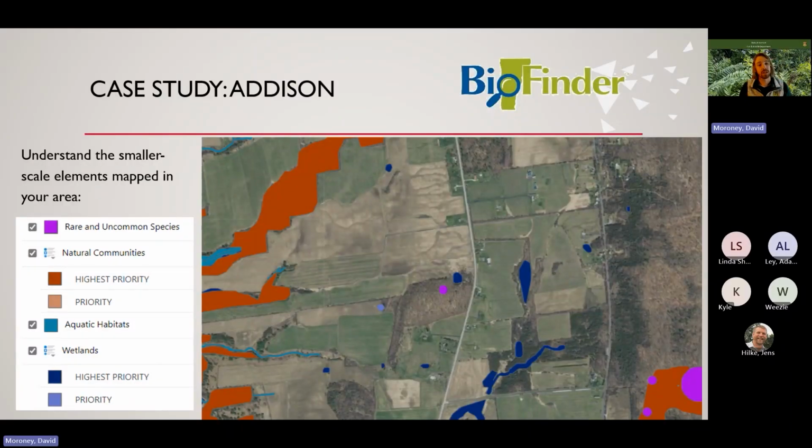And especially in a town where the context like Addison is fragmentary, agricultural, we might be looking at these small fragments and saying, hey, actually, there's a story here. These fragments connect together to provide connectivity across this landscape. So this hedgerow here and this small fragment of forest here, they're actually very important on our local scale, even though they weren't flagged at the statewide priority scale by Vermont Conservation Design.